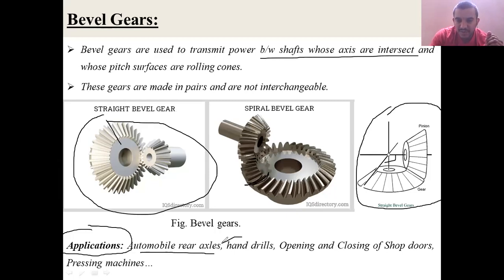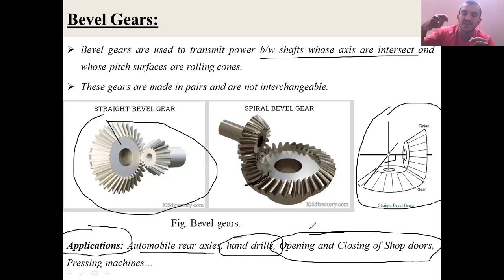And second, a simpler one: you can see the handles for opening and closing of some shop doors, some textile shop doors, or even in our college, for the Nandini parlor, you can see the opening and closing of that roof, which is flexible. We rotate that, and the type of gear we use here is the bevel gear. On some pressing machines also we use the bevel gear. These are some of the applications of bevel gears.